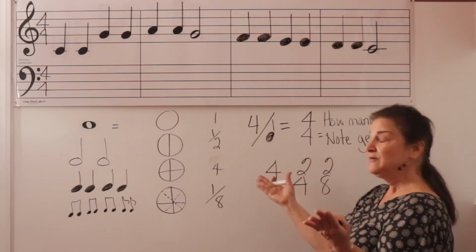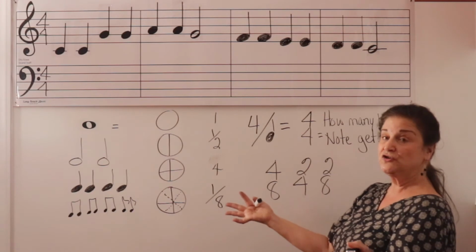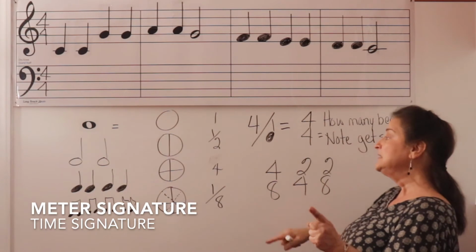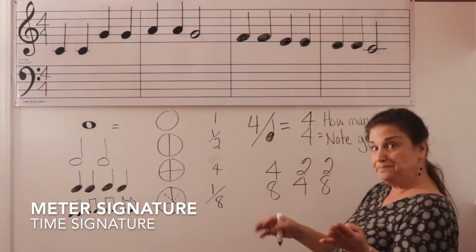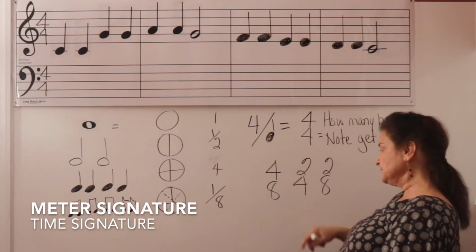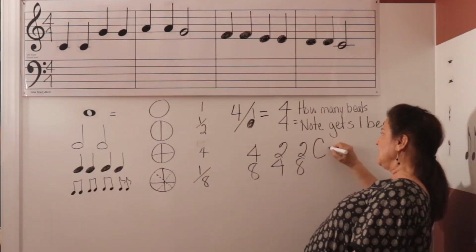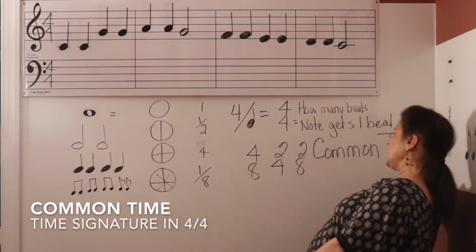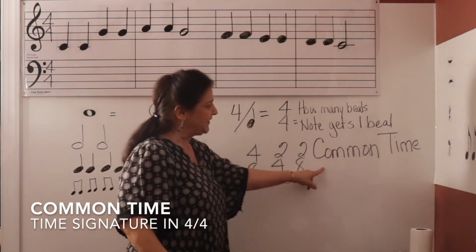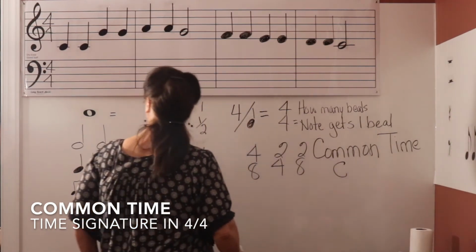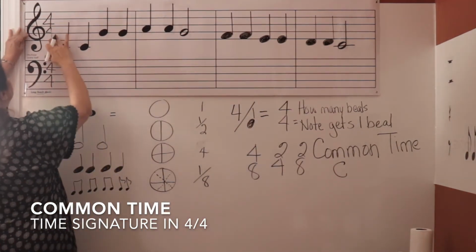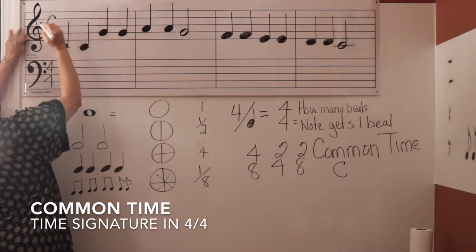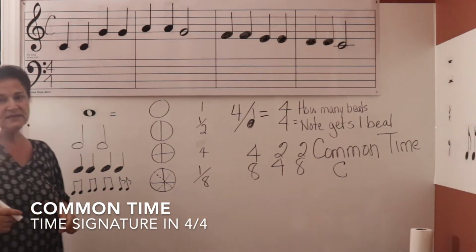So the most common time signature, meter signature, they mean the same thing because it gives us the meter, quadruple meter. The most common is 4/4 time. Therefore, we call that common time. And common time is abbreviated by a C. So I could actually take those 4s out of there and put a C. And that would mean the same thing.